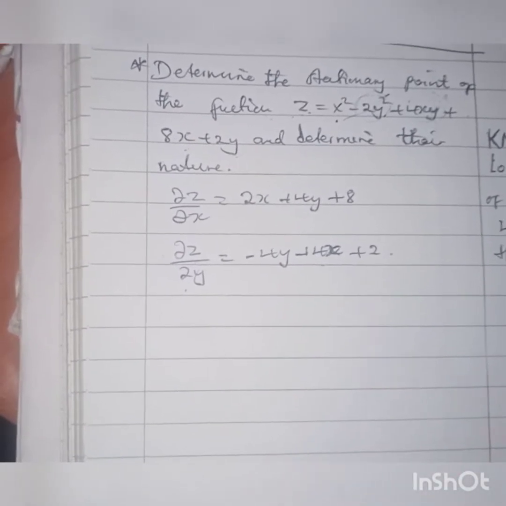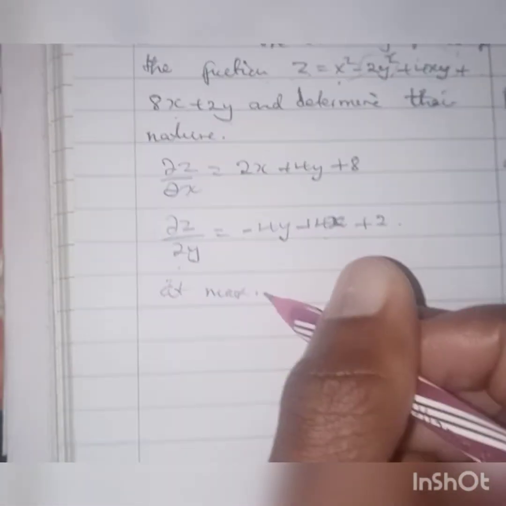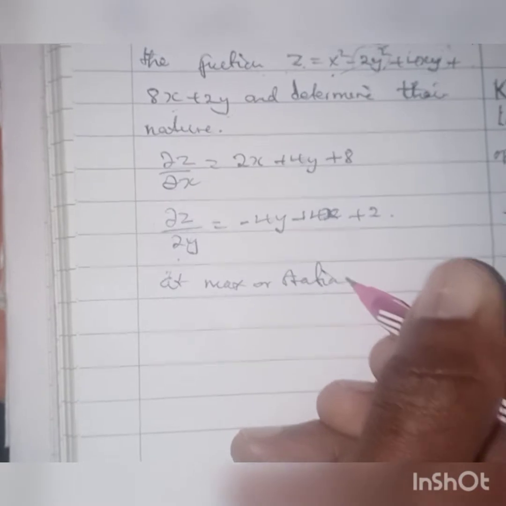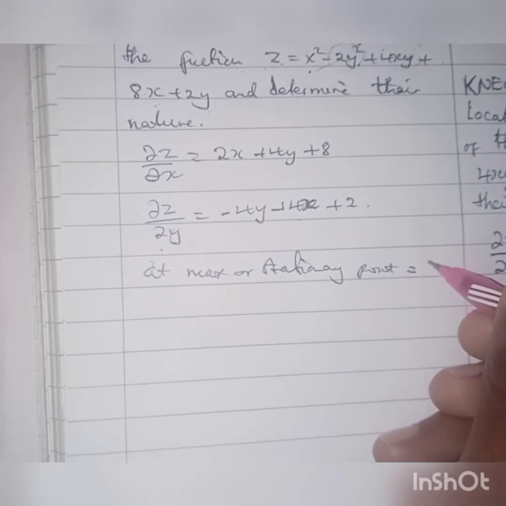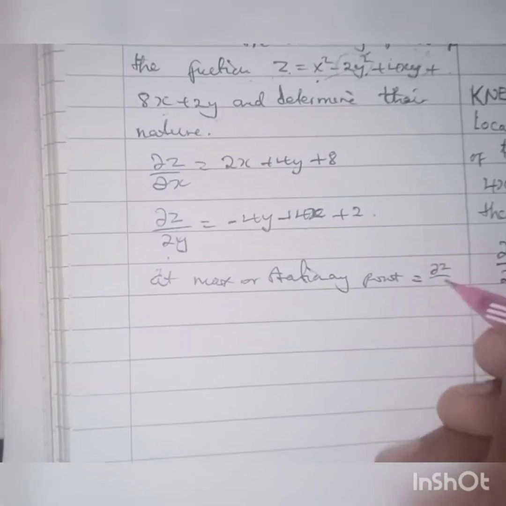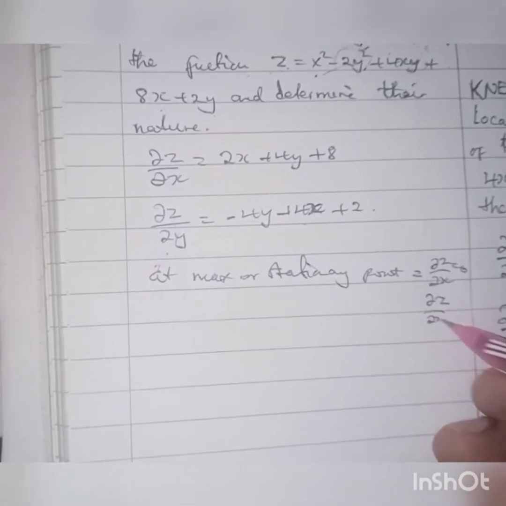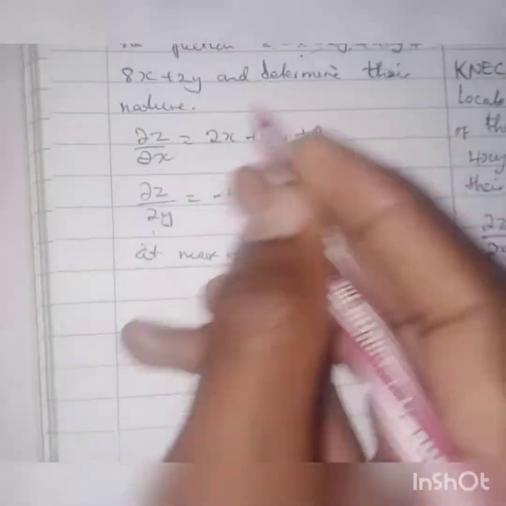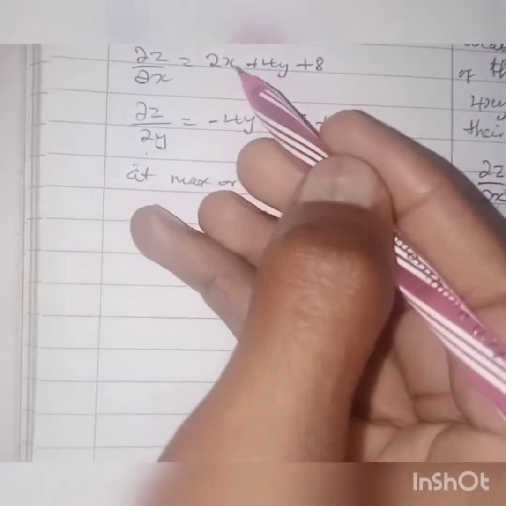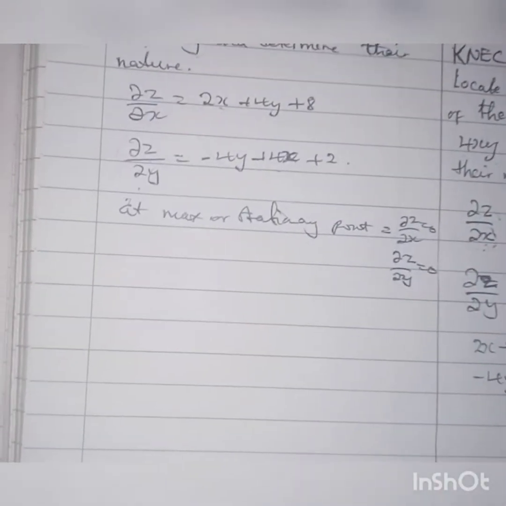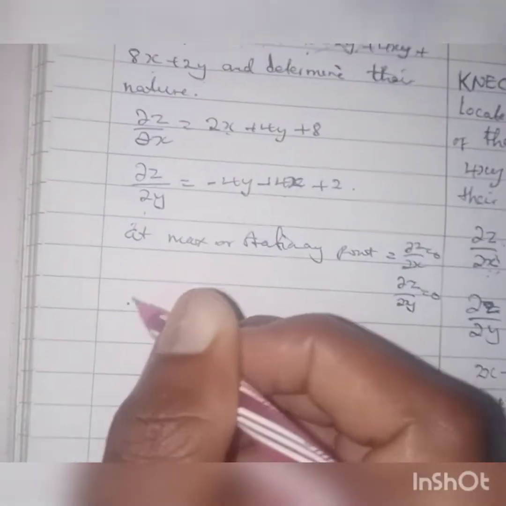What should we apply? We say that at maximum or stationary points, the slope equals 0. So dz/dx should be 0, and dz/dy should also be 0. So just equate these functions to 0, then you determine your values of x and y, and the values of x and y will give you the stationary points. Then let's just do it.